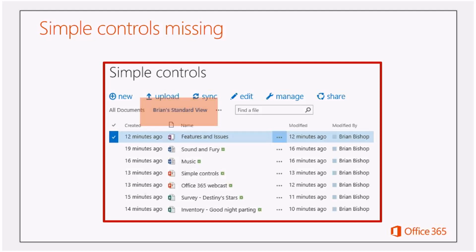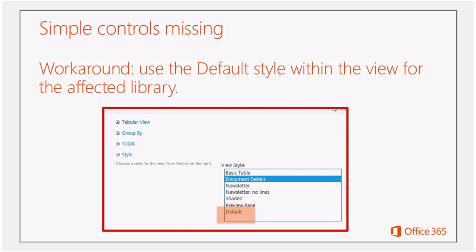If you haven't seen that dialog, if I'm going to modify or create a new view, that's what that dialog looks like, and default is at the bottom. As long as you're choosing that, simple controls are going to be available to you. So if you have seen those disappear, the workaround to fix this issue is to go back and apply that default style within the view of the affected library.